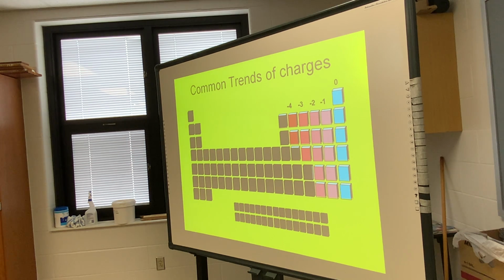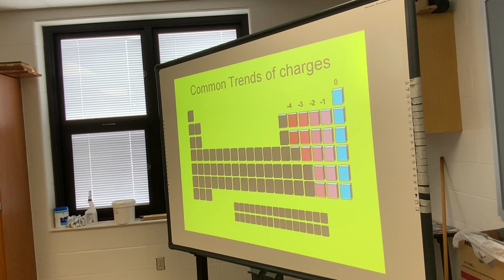Remember, carbon sits in a unique position where it can either go positive or it can go negative. Now, do you see a pattern to this? It's a lot easier to see on this one here.